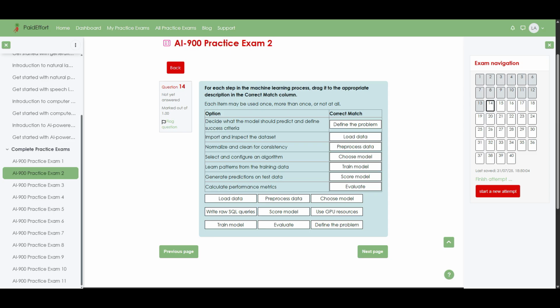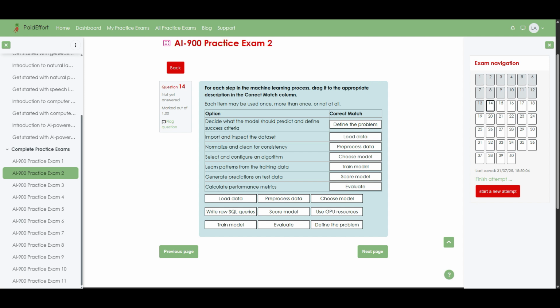Finally, you evaluate performance. This means calculating metrics like precision, recall, or RMSE to understand how well your model is doing. Notice that items like use GPU resources or write raw SQL queries don't belong here. Those may support the process, but they're not core steps in the machine learning lifecycle.